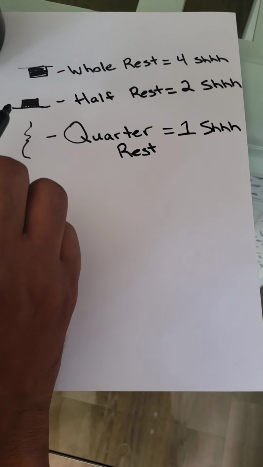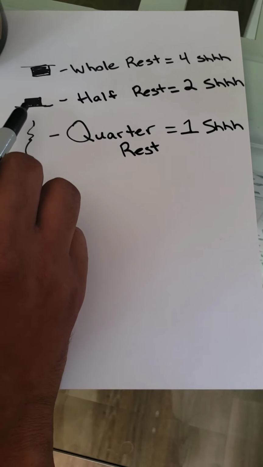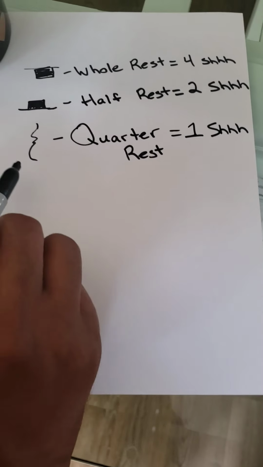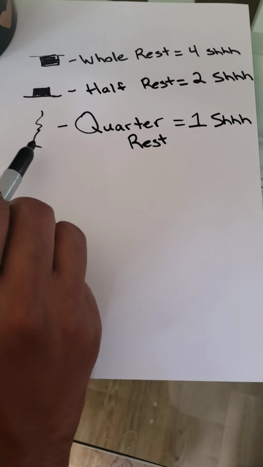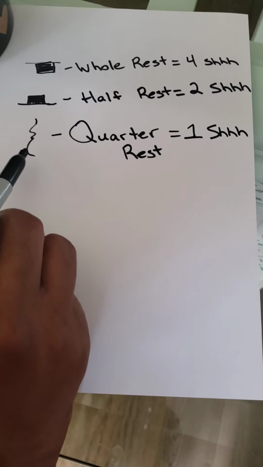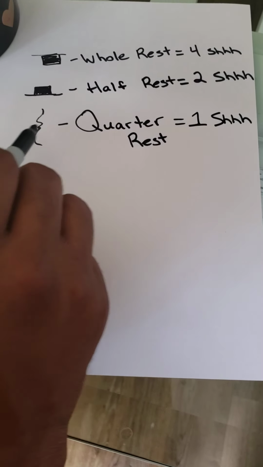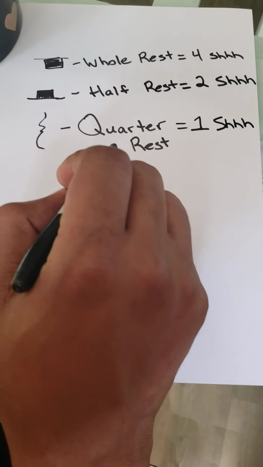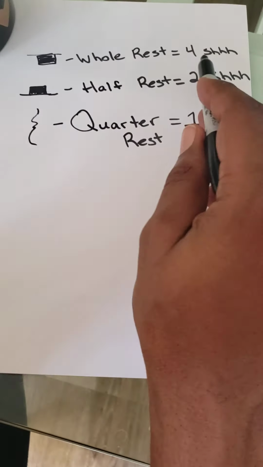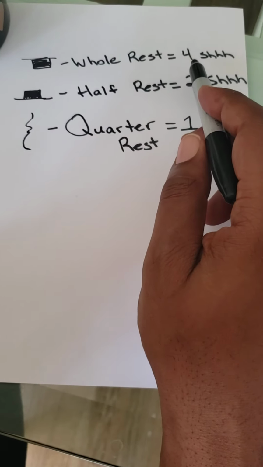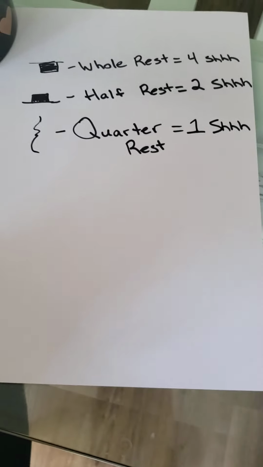So once again, the whole rest, 4 beats of silence, shh. The half rest, 2 beats of silence, shh. And the quarter rest, 1 beat of silence, shh. All right, so I want you to practice trying to draw each of the 3, and write the words beside it, and definitely write how many beats each one is supposed to get, okay?